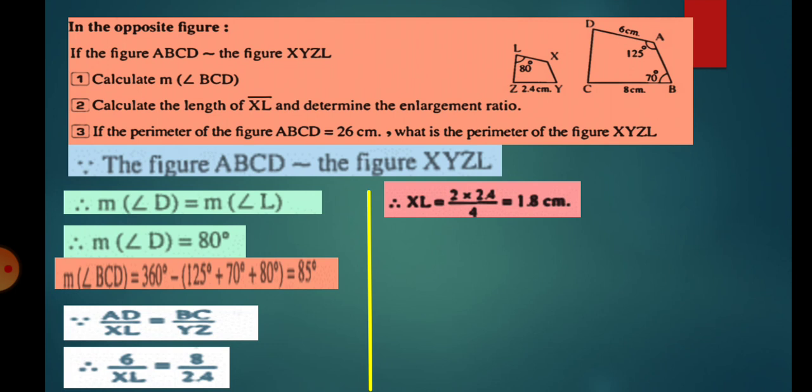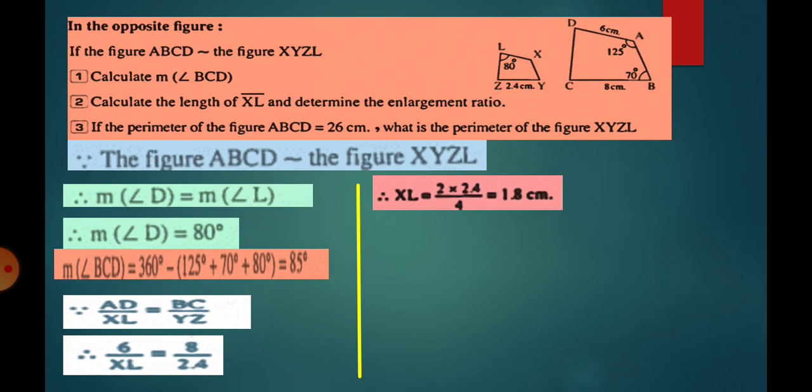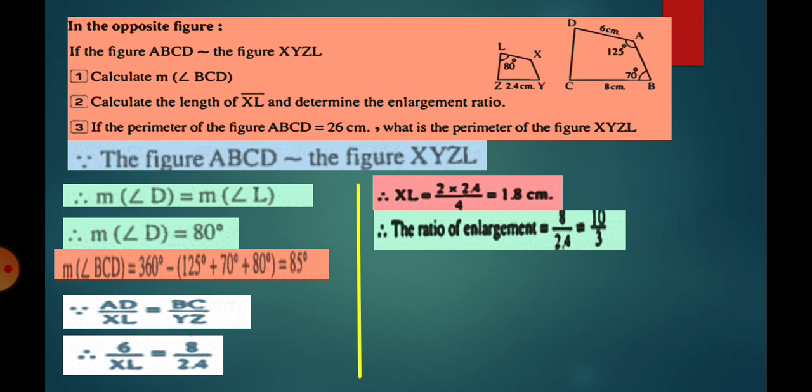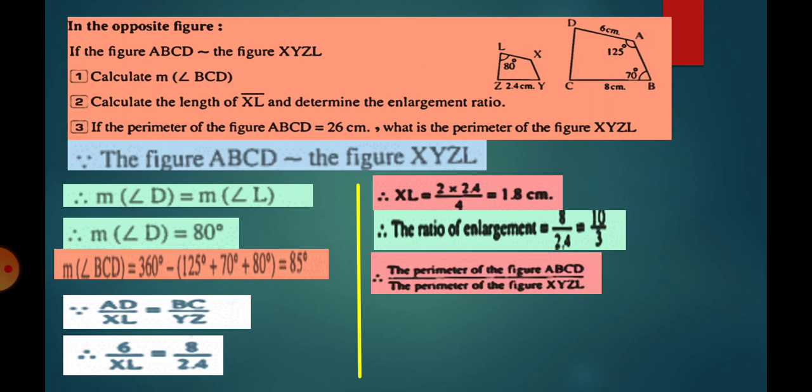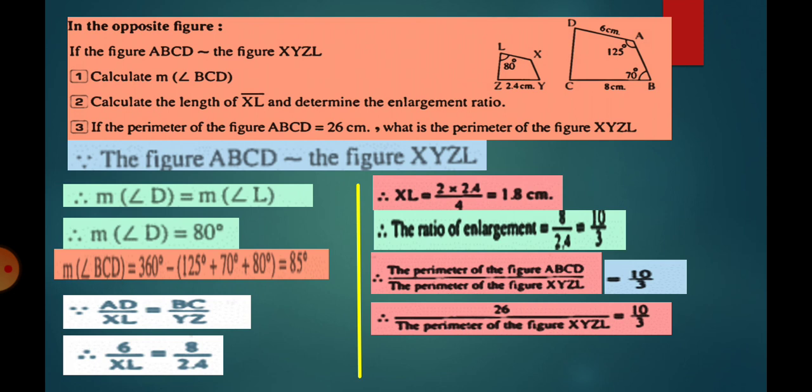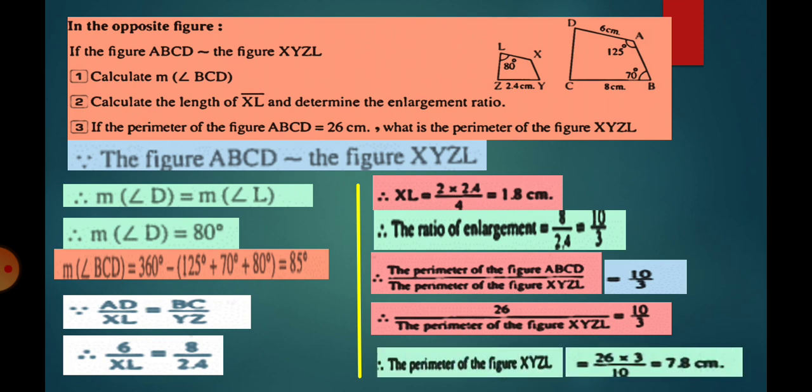Another example. Number 3: if the perimeter of ABCD equals 26, what is the perimeter of XYZL? The ratio between two sides is 8 over 2.4, which is 10 over 3. Then the perimeter of the figure ABCD over the perimeter of XYZL equals 10 over 3. Then 26 over the perimeter of XYZL equals 10 divided by 3. Then the perimeter equals 3 times 26 divided by 10, which equals 7.8.